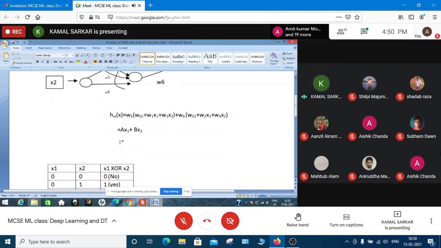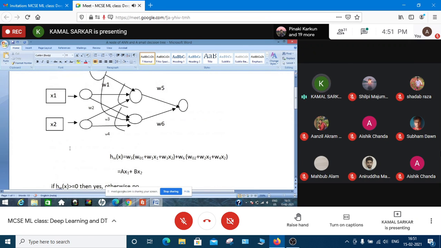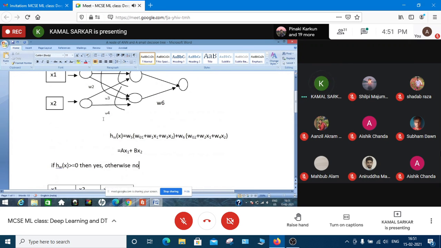In this case, how is the decision taken? Whenever this is greater than or equal to 0, then yes. Otherwise, no. This was how the neural network classifies the input.